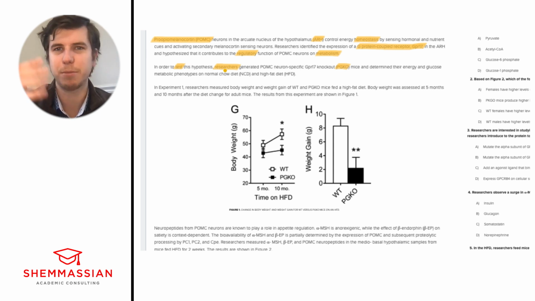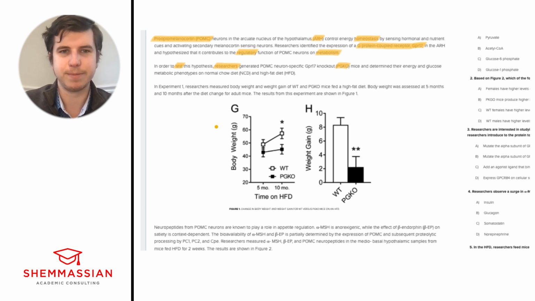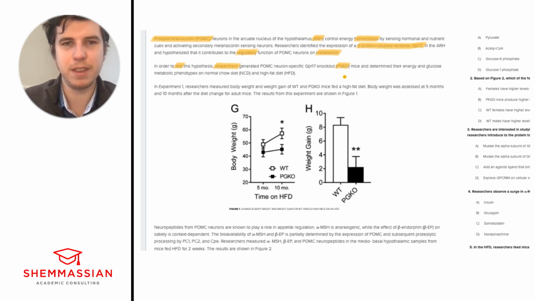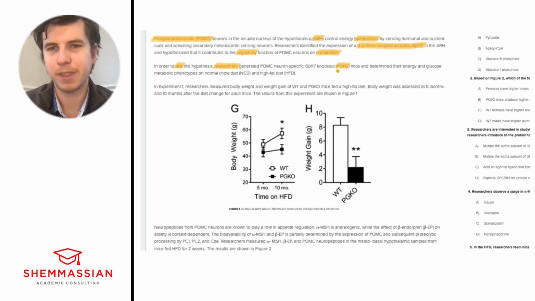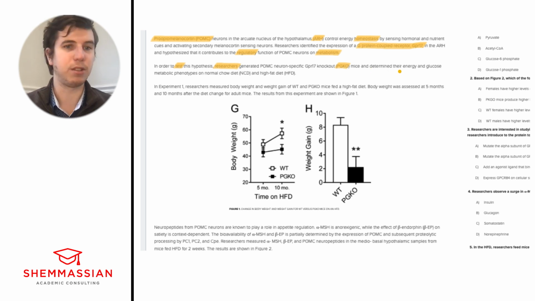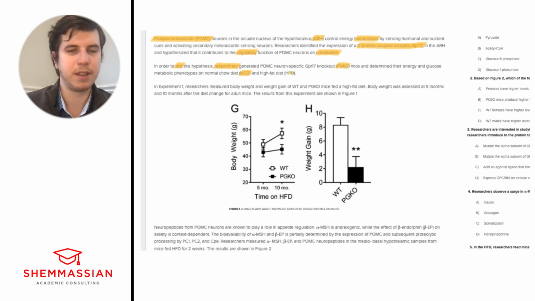It's very early on, but sometimes there will be multiple paragraphs of explaining the theory behind things first before they start their study, or there will be multiple studies. So anyways, researchers made these knockout mice, and they determined their energy and glucose metabolic phenotypes on normal chow diet and high-fat diet. Okay, so there's two different diets, so I'm just going to highlight them. Right, so two different diets.